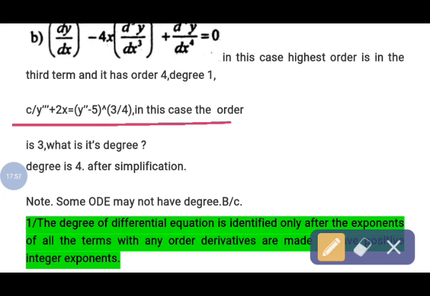Therefore, the order of this differential equation, after multiplying by 4, what did we get? In this case, the order is 3, since y is differentiated 3 times with respect to x. What is its degree? Its degree is 4.